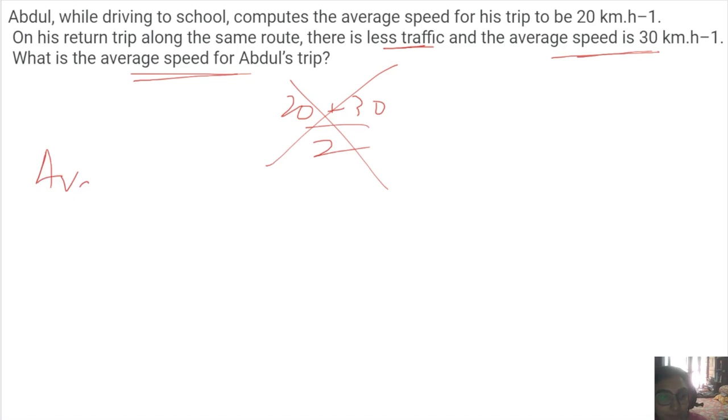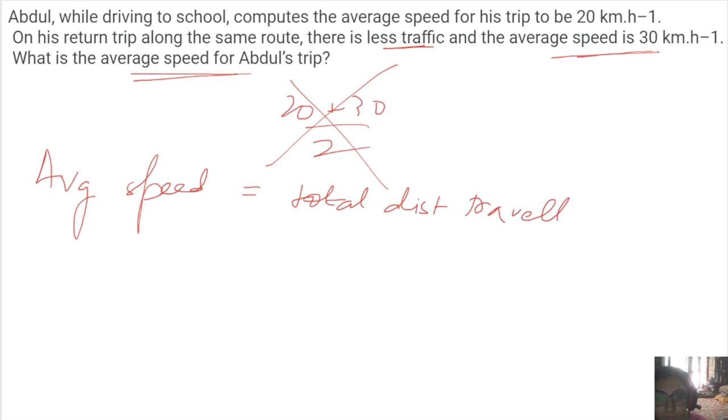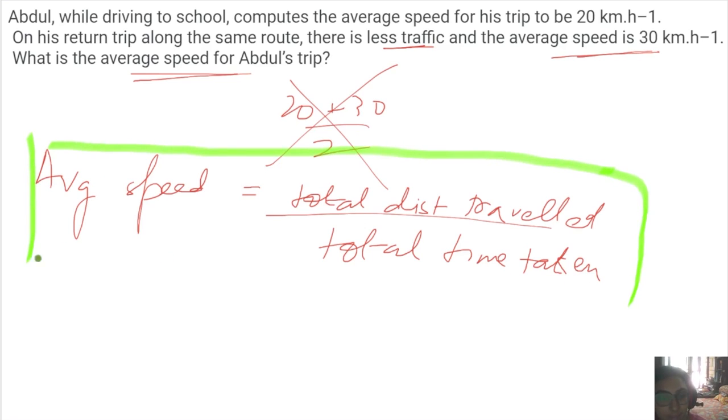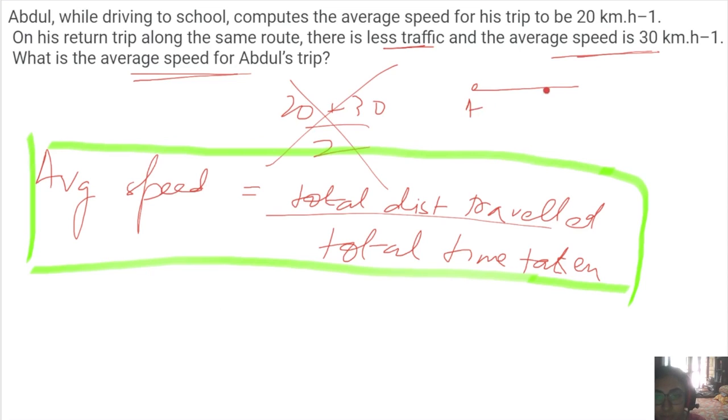So we calculate average speed by total distance traveled by total time taken, right? So I hope you guys will remember this and not simply add the speeds and then divide by 2. Okay. So now we know the formula. So since we don't know the exact distance between Abdul's home and school and then back, we are just going to take it as d.